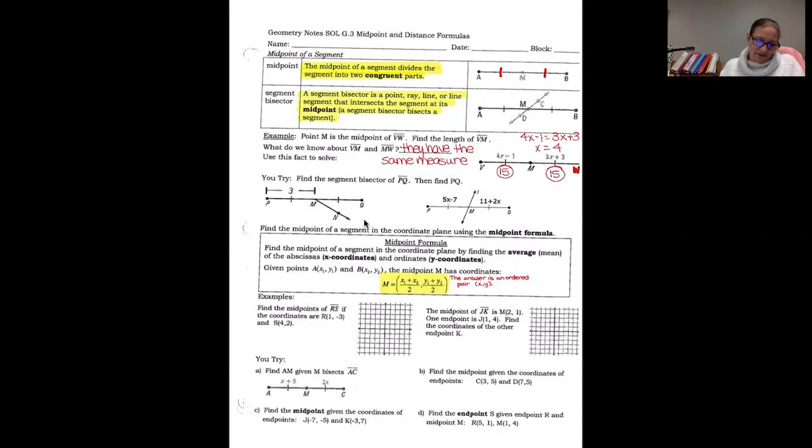Find the segment bisector of PQ and then find PQ. So we know that PM is equal to 3. So MQ is equal to 3. So PQ is equal to 6.